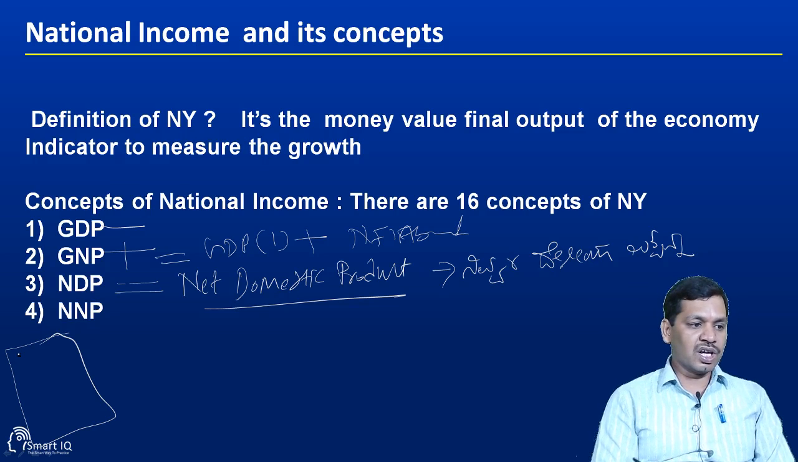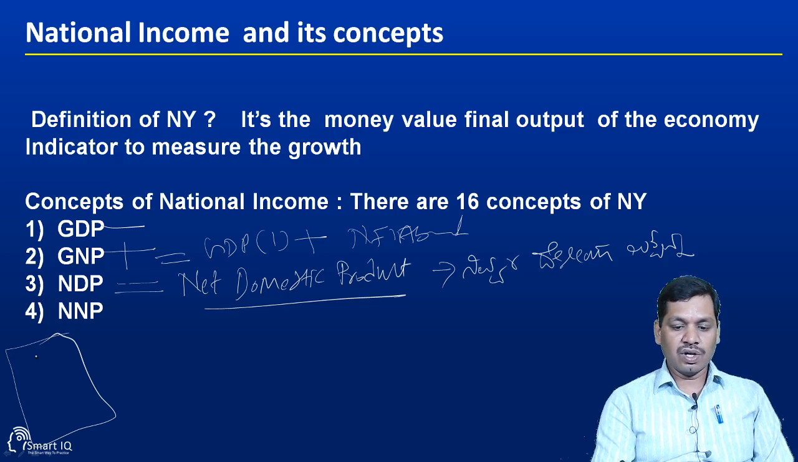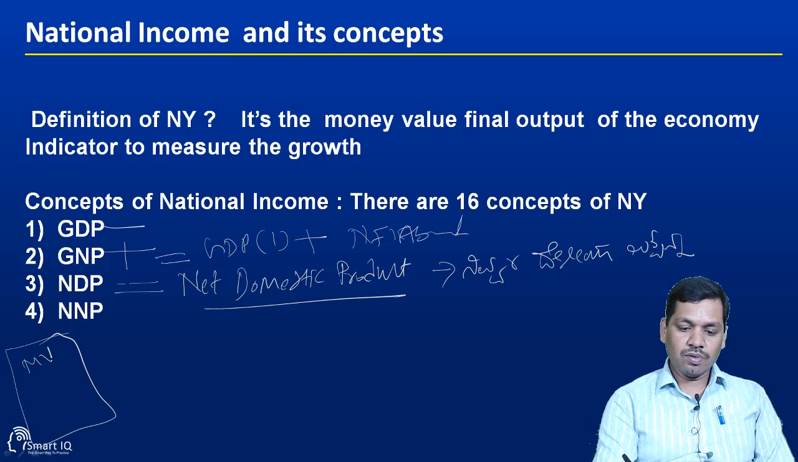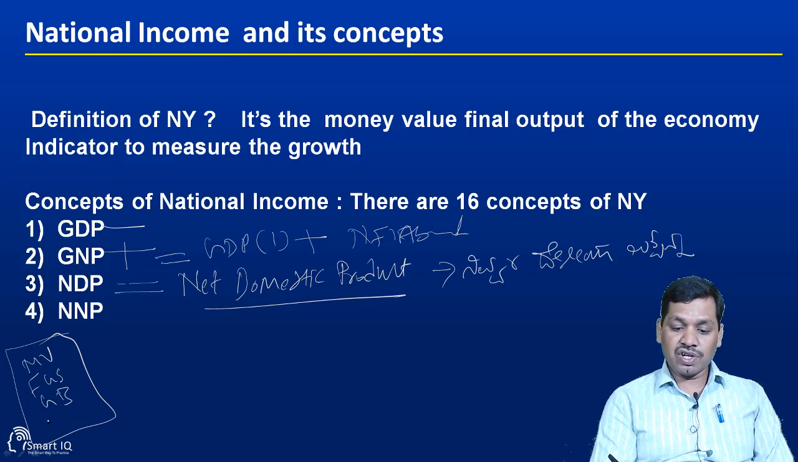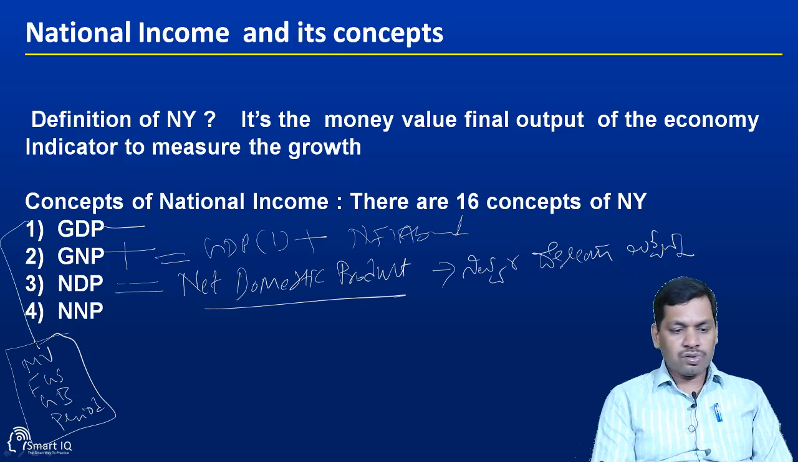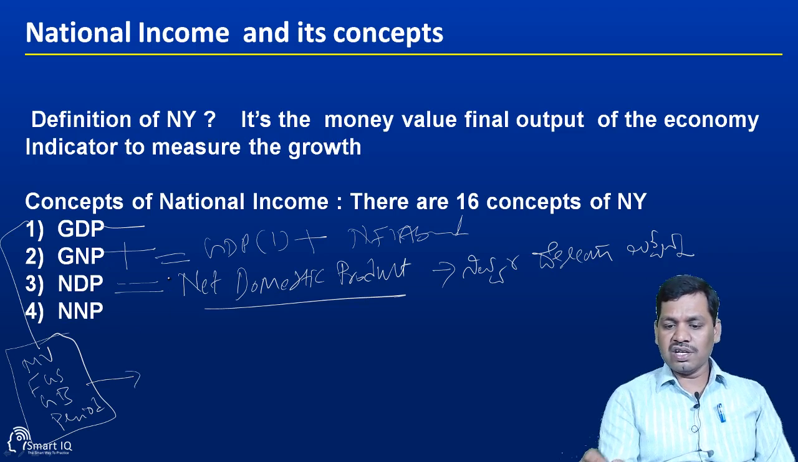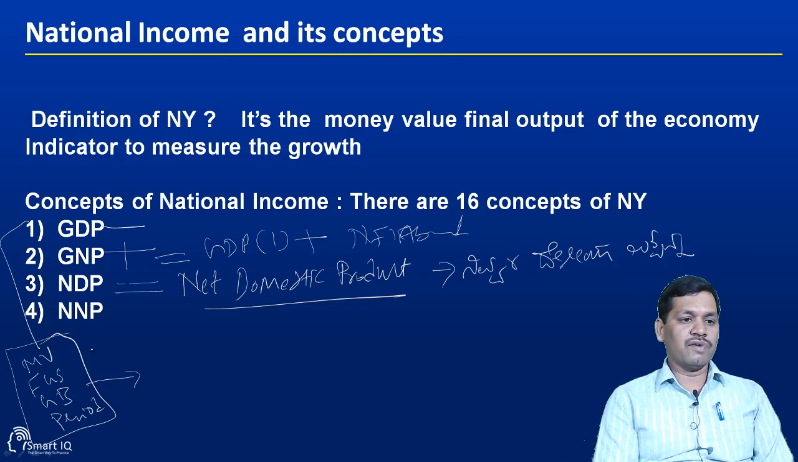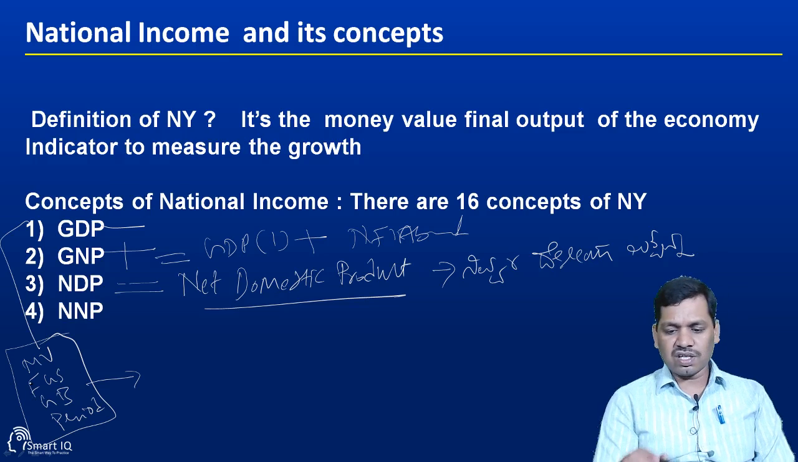I told you repeatedly, these four phrases: money value, final goods and services, geographical boundary, and financial year period. These four are very, very crucial in understanding GDP. If I want to recall what exactly NDP is, we are producing final goods and services over a period of time within the geographical boundaries of the country, that is your GDP.